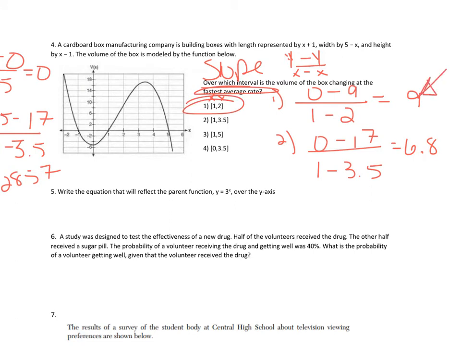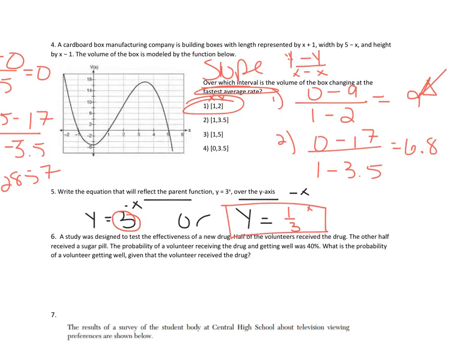All right, so the next question says, write the equation that will reflect the parent function over the y-axis. When you reflect over y, you want to negate x. So I'm going to do y equals 3 to the negative x. And this is a fine equation, but we don't really like negative exponents, so what we do is remember that you flip the base. So this is your base, the 3. So I'm going to make it 1/3 to the x, and that's the proper way to write this answer.